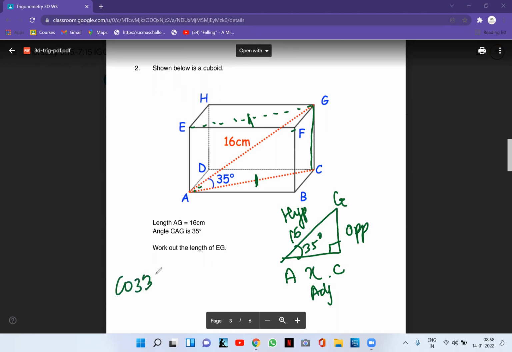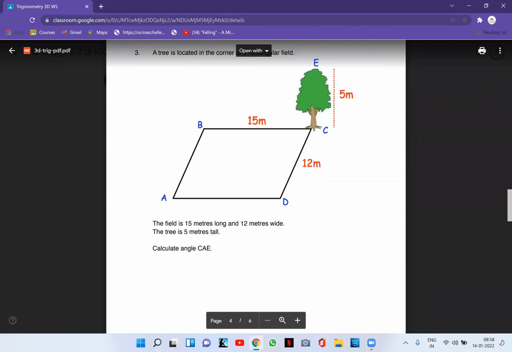So cos 35 degrees is equal to adjacent over hypotenuse. So can I say cos 35 into 16 will give me this side, which is CA, which is 13.10. So I got this adjacent, which is 13.10. That is equivalent to EG, which is 13.10 centimeters. Correct? Let us go to the next type, which is question 3.